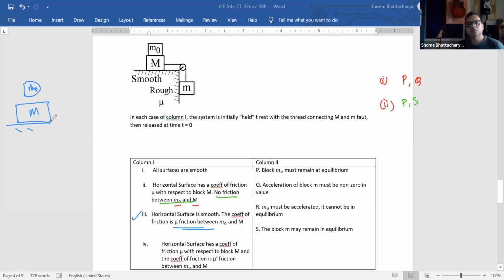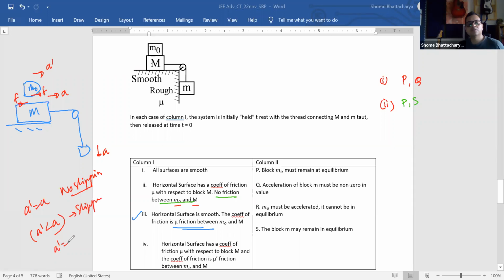this surface is smooth here. So this has to accelerate. Okay. But the question is whether this accelerates with the same acceleration or different acceleration. Okay. So A prime can be equal to A. That is the no slipping condition. Okay. A prime can be less than A, in which case there is slipping. But in that case, A prime will be mu g and A will be greater than mu g, where mu is the coefficient of friction between the two.